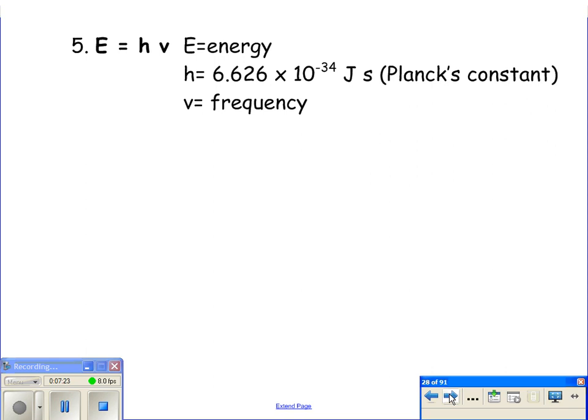Then our energy formula that Planck came up with is that energy is equal to Planck's constant. That's that minimum amount of energy, that quantum, that can be released or absorbed by an atom, and you multiply that by the frequency. So if you know each wave is going to give this amount of energy, then multiply that by how many waves come per second, and you'll be able to determine how much energy that wave has.